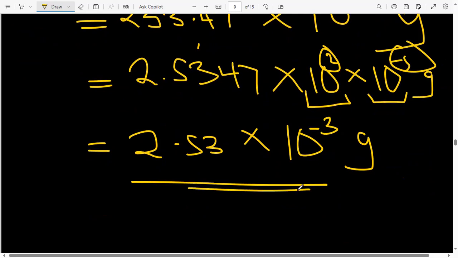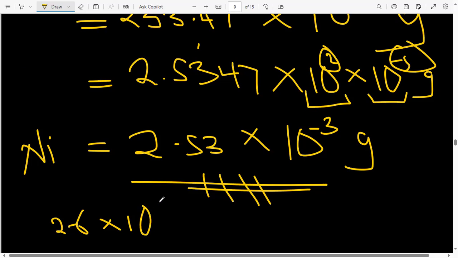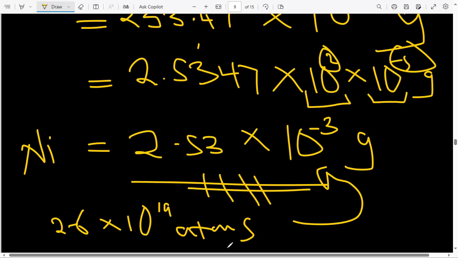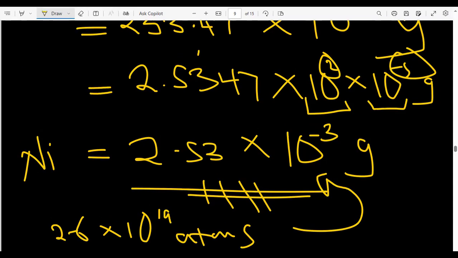So this here, ladies and gentlemen, is the mass of nickel that has those number of atoms. We had 2.6 multiplied by 10 to the power 19. So these atoms of nickel here will have this mass here. Any questions there?